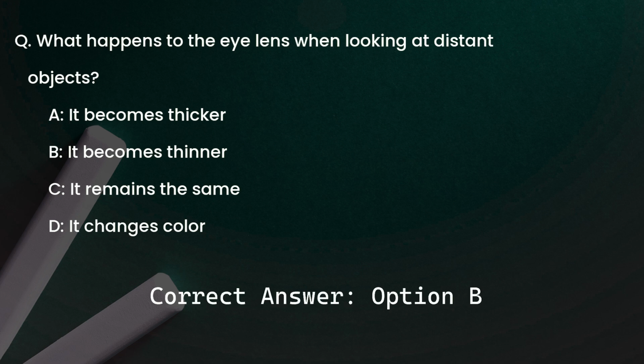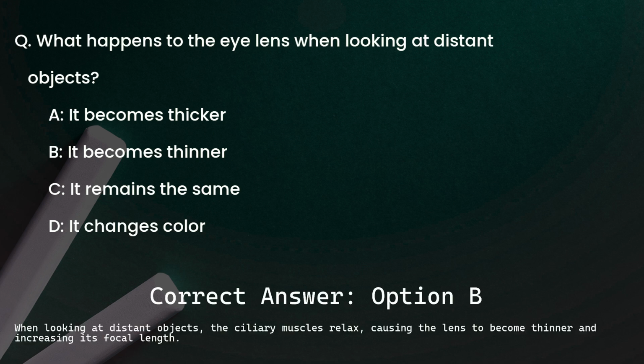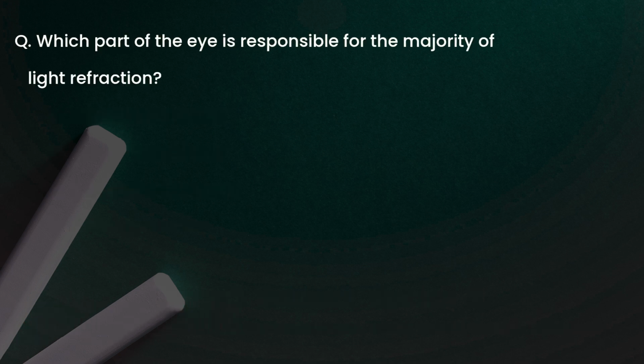The correct answer is option B, which is it becomes thinner. When looking at distant objects, the ciliary muscles relax, causing the lens to become thinner and increasing its focal length. Question: which part of the eye is responsible for the majority of light refraction?